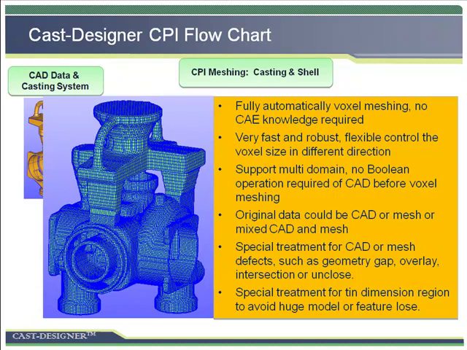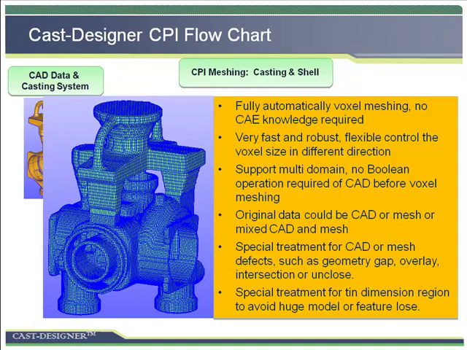Meshing is a critical issue for any finite element analysis software, especially for casting simulation. Cast-Designer spent more than 10 years to solve this problem, and now the operation is so simple, and the result is very reliable. Today, the meshing of Cast-Designer is fully automatic, and no CAE knowledge is required of the user. The size of the mesh can be controlled in different directions. Moreover, Cast-Designer supports multi-domains. This is a breakthrough technology in the meshing process. With this technology, the CAD model does not need Boolean operation or assembly operation before meshing. This can save a lot of time for the designer.